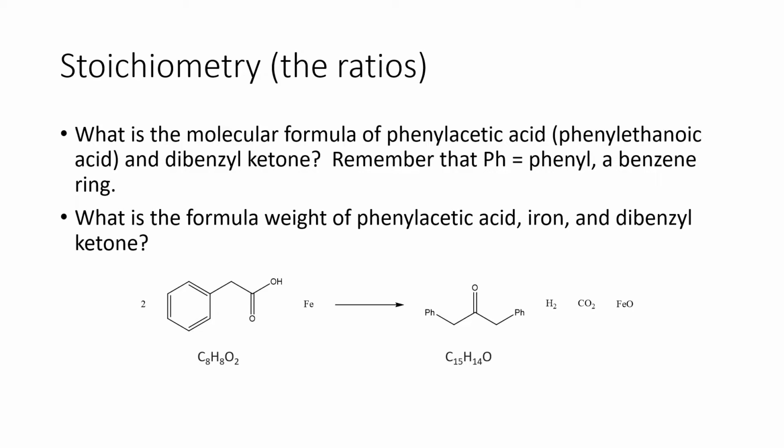Something important for this reaction is that we will need 2 moles of the phenylacetic acid for every 1 mole of dibenzyl ketone that we make. So this is the reaction that you can see in here. For every 2 moles of the phenylacetic acid and 1 mole of iron, we produce 1 mole of the dibenzyl ketone, as well as 1 mole of hydrogen gas, 1 mole of carbon dioxide, and 1 mole of iron oxide.